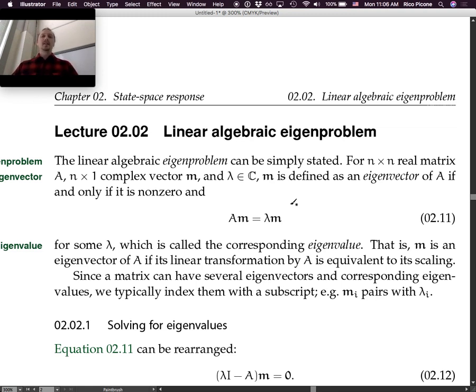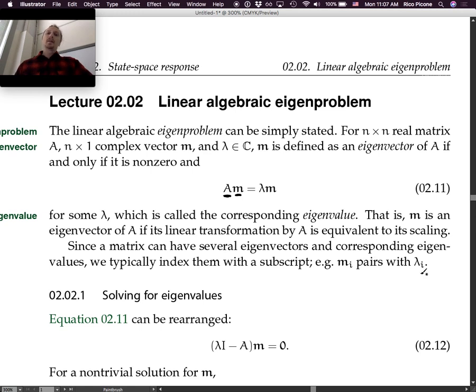So we'll talk a little bit about how to solve the eigenproblem. M is an eigenvector of A if its linear transformation by A is equivalent to its scaling. So if you take M and you hit it with a matrix A, that's equivalent to just scaling M by some factor, lambda. That's what makes M an eigenvector, if this equality is true, and that is what makes lambda an eigenvalue corresponding to that eigenvector. Since a matrix can have several eigenvectors and corresponding eigenvalues, we typically index them with a subscript. For example, M sub i pairs with lambda sub i. So M1 and lambda 1 go together, M2 and lambda 2 go together, etc.